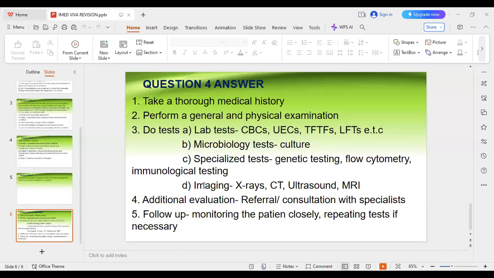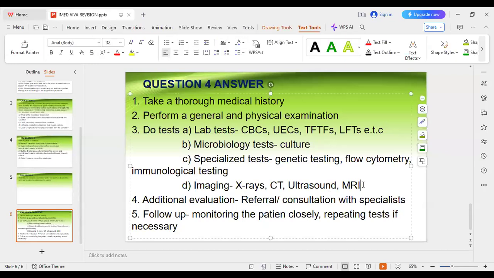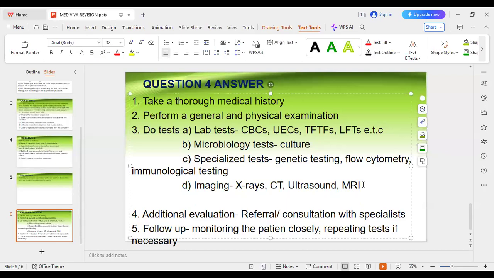Okay. Let me edit for you guys here. So here is management. It can be supportive. Supportive means things like physiotherapy, anything that doesn't involve the use of drugs. Then pharmacological. And then additional evaluation. And then monitoring the patient closely, repeating tests if necessary. So these are the answers they expect you to say.